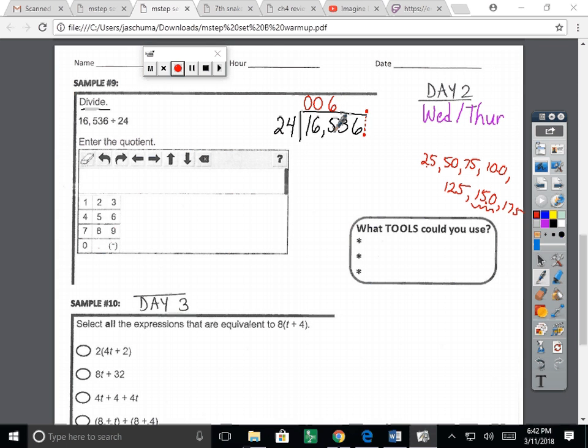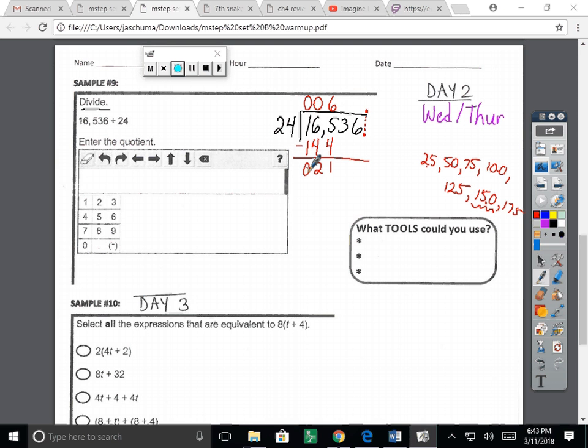So I'm wondering if 6 groups of 24 will get me close. Notice that 6 is going right above the 5 that we're talking about. And what is 6 times 20? Well, that's 120. What's 6 times 4? That's 24 more. So it looks like I'm going to get 144 here. Let's go ahead and subtract. 5 take away 4 is 1, 6 take away 4 is 2, and 1 take away 1 is 0. Ooh, it looks like I got pretty close. I'm pretty impressed. That was a good estimation skill.